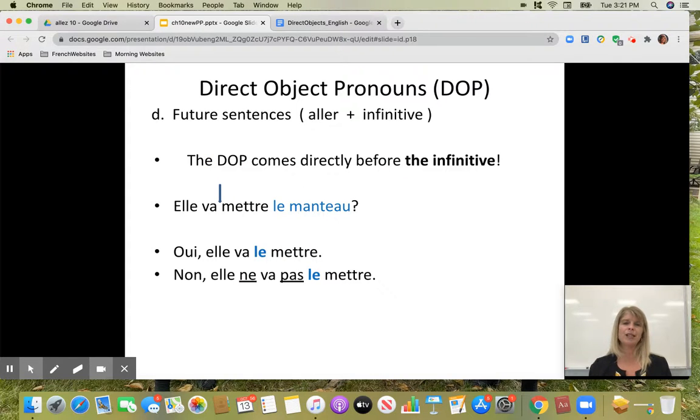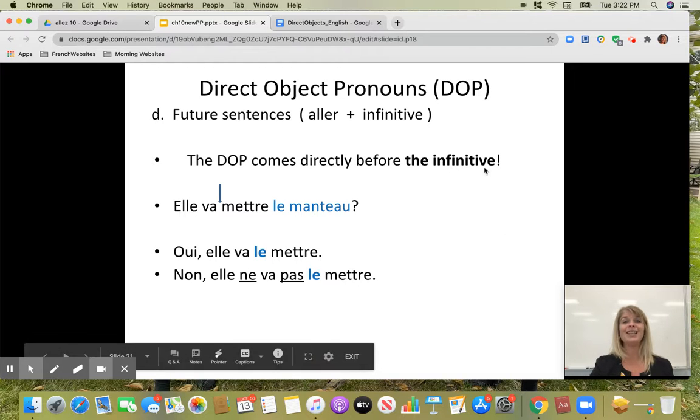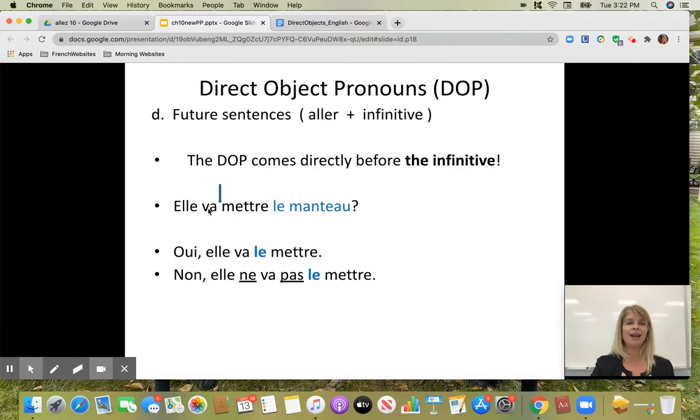What about future sentences, or when you have a conjugated verb and an infinitive? When you have a conjugated verb and an infinitive, the direct object pronoun goes in front of the infinitive, the second one, the one that is not conjugated. Example: Elle va mettre le manteau. She is going to wear the coat.